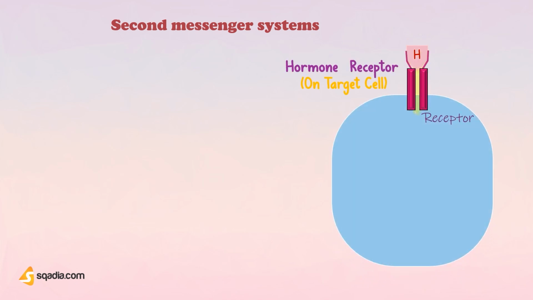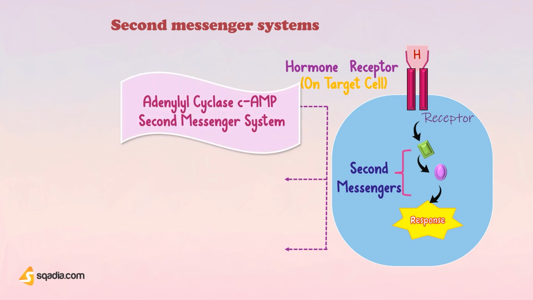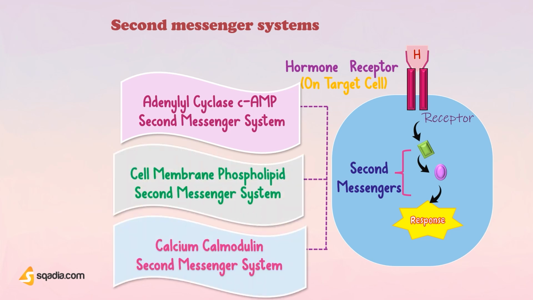When a hormone binds to the receptor on the target cell, this is a direct effect of hormones on the cell. Another way hormones exert intracellular actions is to stimulate the formation of second messengers inside the cell membrane. We will discuss mainly three types of second messenger systems: the adenylyl cyclase cAMP second messenger system; the cell membrane phospholipid second messenger system; and the calcium-calmodulin second messenger system. So start with the adenylyl cyclase cAMP second messenger system.